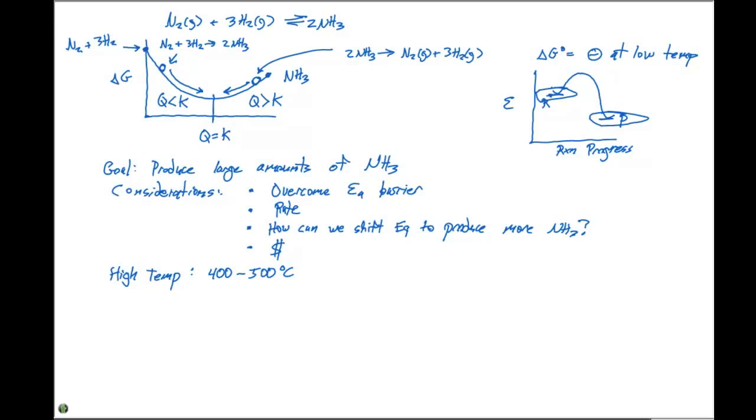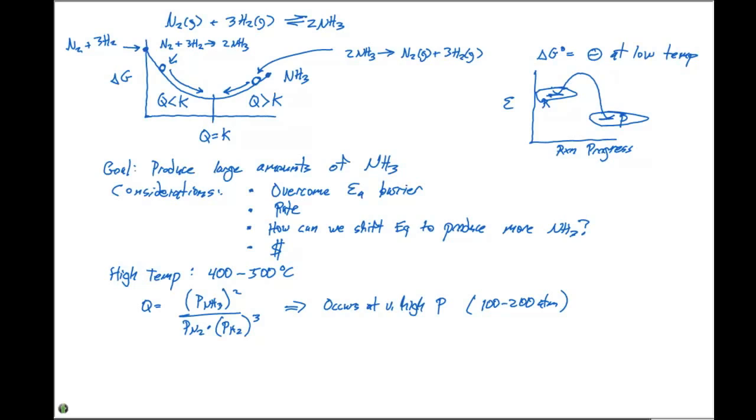Because remember, Q is equal to the partial pressure of NH3, that quantity squared, divided by the partial pressure of N2 times the partial pressure of H2 to the third power. So we can manipulate Q, and typically this reaction occurs at very high pressures, usually on the order of 100 to 200 atmospheres. These are very highly pressurized reactions.